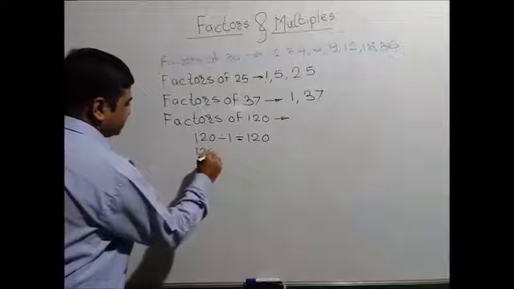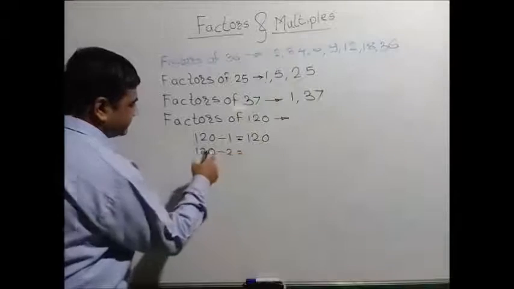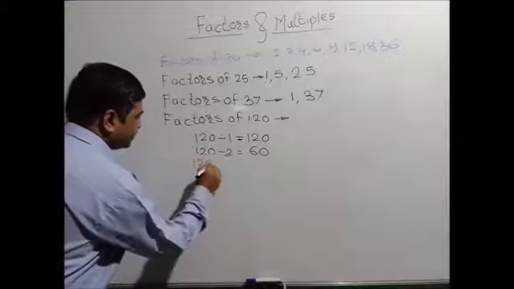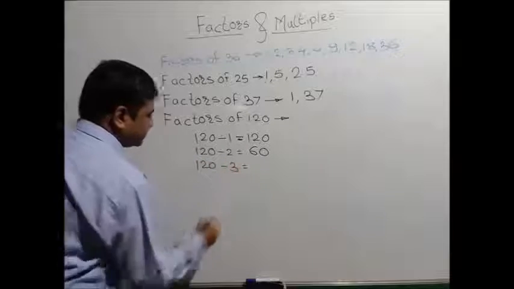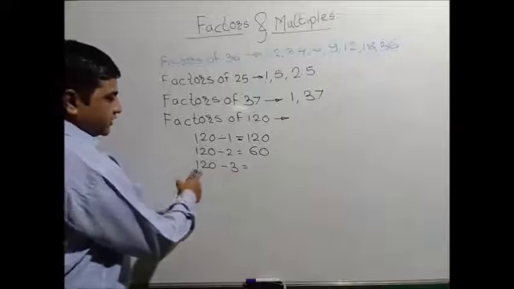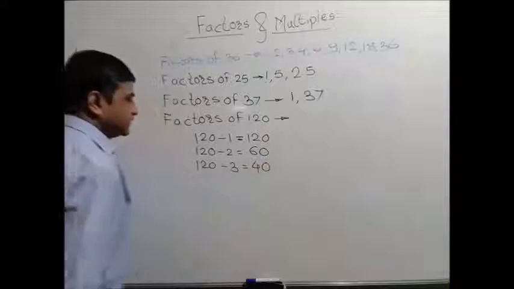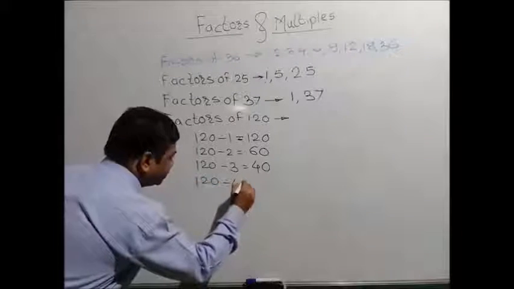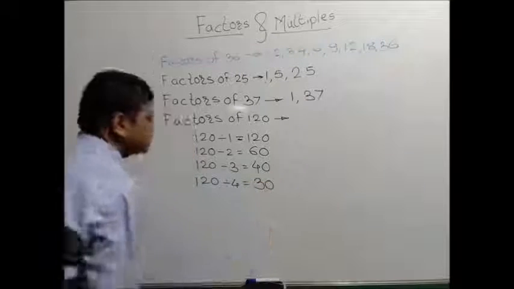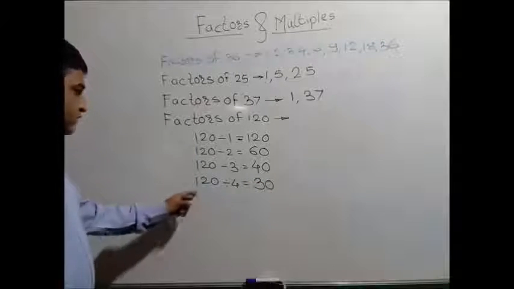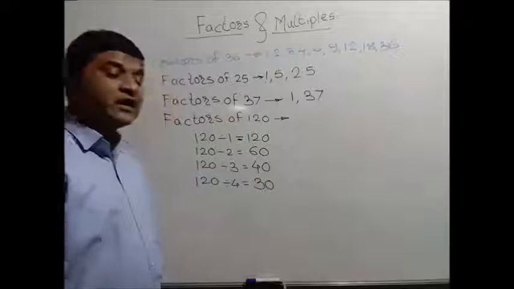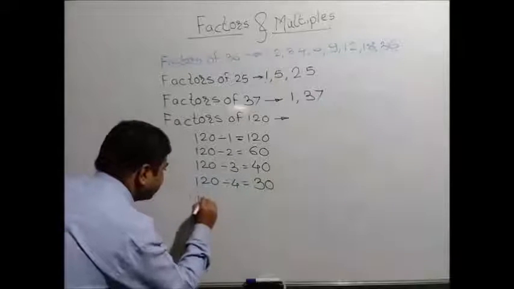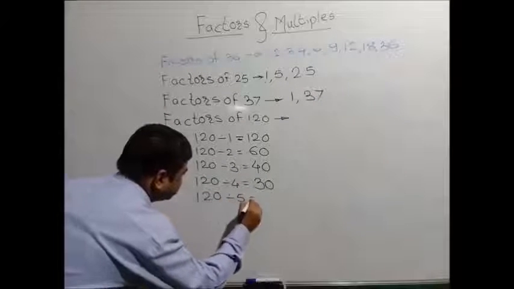Well, 120 can be divided by 2 also, because we have 0 at the ones place. So I will get the answer as 60. Now when 120 is divided by 3, I know that 3 fours are 12, so we get the answer as 40. And when 120 is divided by 4, we will get the answer as 30. Can we divide 120 by 5? Yes, 120 can be divided by 5, because there is 0 at the ones place.